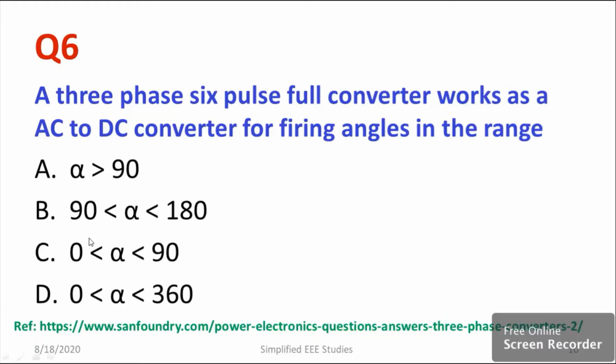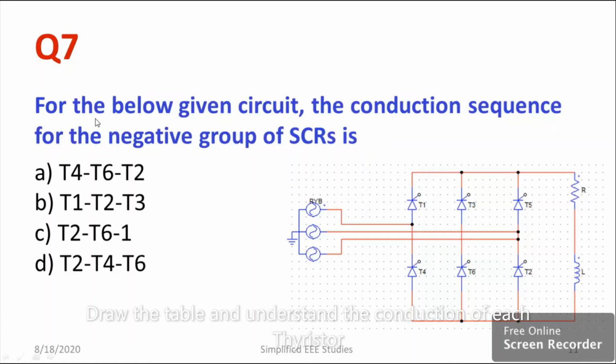For this rectification operation, we consider the firing angle that lies between 0 and 90 degree. If I talk about inversion, that means DC to AC, obviously that firing angle should be between 90 and 180 degree. That means 90 less than alpha less than 180 degree. So which is the right answer? A 3-phase 6-pulse full converter works as an AC to DC converter or rectifier for the firing angle in the range of third option, 0 less than alpha less than 90 degree. So I can go on to the next question.